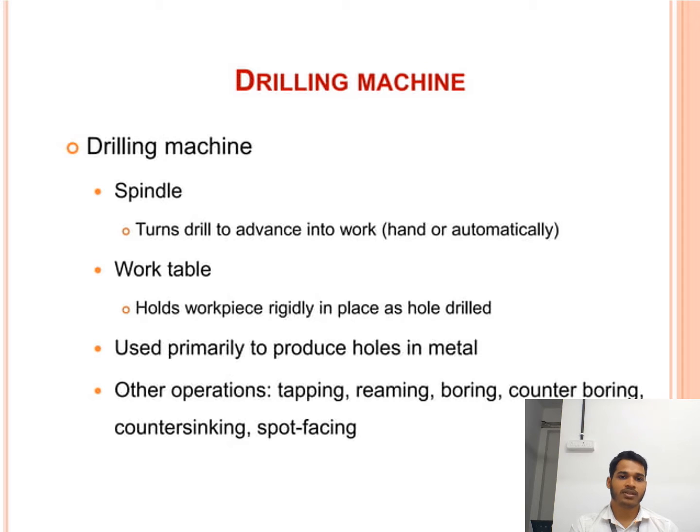Drilling machine parts: the spindle turns the drill to advance into the work, by hand or automatically. There are two types. And the work table holds the workpiece rigidly in place as the hole is drilled. Generally, we hold the workpiece by using a bench base and V block. It is used primarily to produce holes in metal and for other operations: tapping, reaming, boring, counter boring, counter sinking, and spot facing. These are the operations we can perform on a drilling machine.